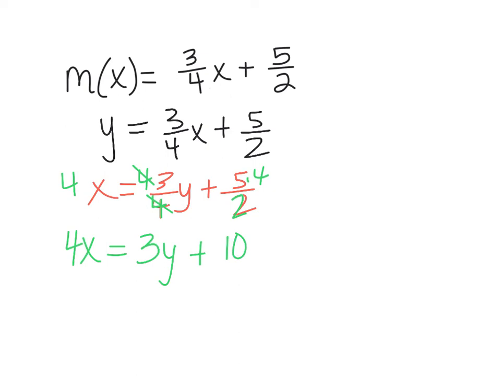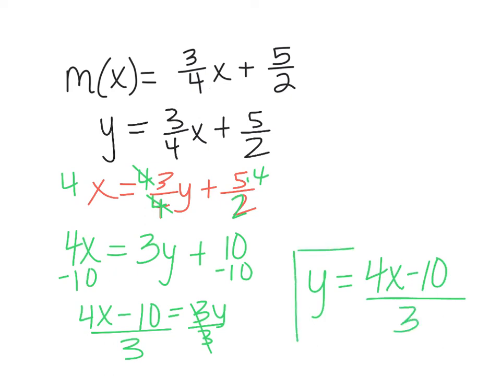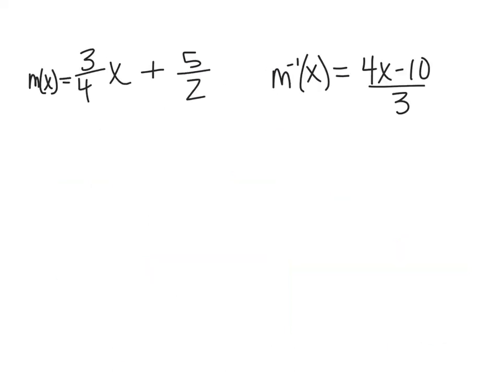So now I'm going to subtract 10 from both sides. I get 4x minus 10 equals 3y. And then I'm going to divide everything by 3. So I end up with y equals 4x minus 10 divided by 3. And then finally, I'm going to erase this y equals, and I am going to put my inverse function notation. And then I am done.